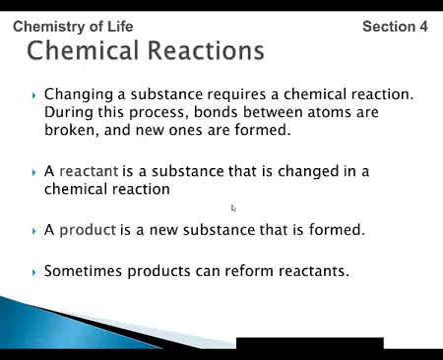So in order to change a substance, we have to have a chemical reaction. A chemical reaction involves breaking the bonds between atoms and then rearranging those atoms. In a reaction, we have reactants. Those are the substances that are added to a reaction. They're the substances that are changed. A product is the new substance that forms as a result of the reaction. And then on occasion, products can reform reactants. So we would reverse the reaction and we would end up recreating the reactants out of the product.